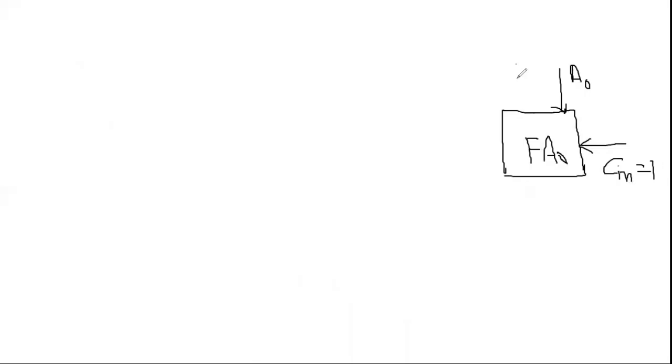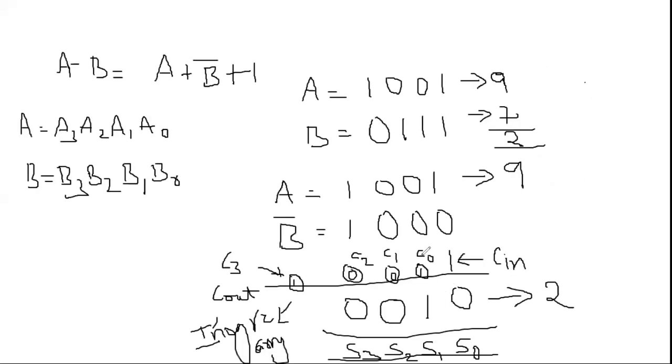Now I am taking B0 as B bar, so I am taking the complement here, and you get B0 bar. We get S0 by taking A0 and B0 bar with Cin as 1. S0 is the output, and C0 is 1.